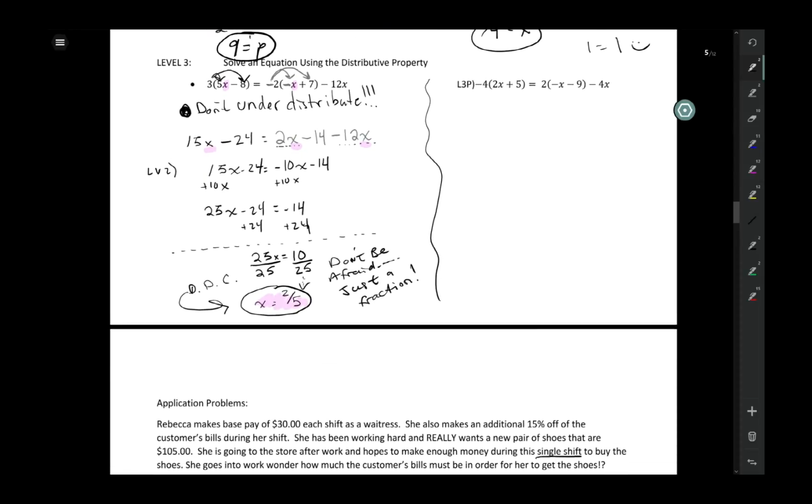Level 3. We're going to distribute that bad boy. Or girl. Negative 4 times 2x. Negative 8x. Minus 20. Negative 2x. Minus 18. Minus 4x.